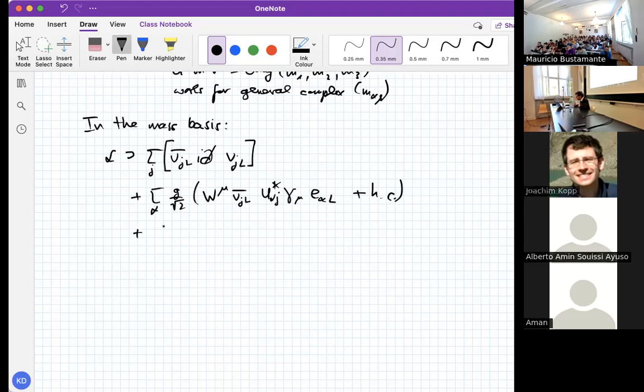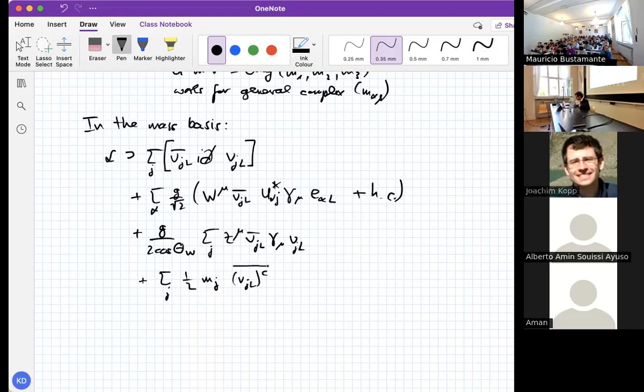Then the neutral current interaction term again remains unchanged because the mixing matrix cancels out. So that's a sum over j, Z_μ, ν_jL-bar γ^μ ν_jL. And finally, the mass term, well, by definition, the mass term is now diagonal. So for the Majorana mass term, this is now just a sum over the mass eigenstates, 1/2 times the corresponding mass eigenvalue, ν_jL charge conjugate bar times ν_jL.